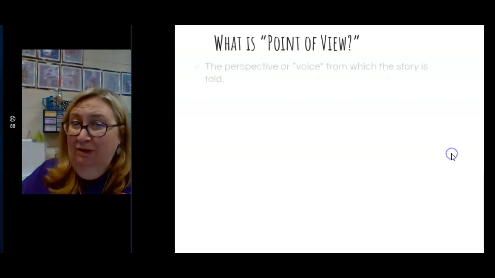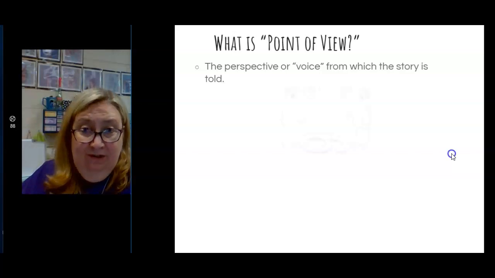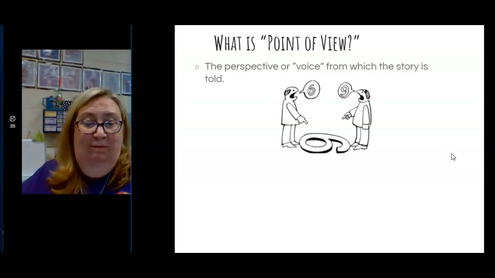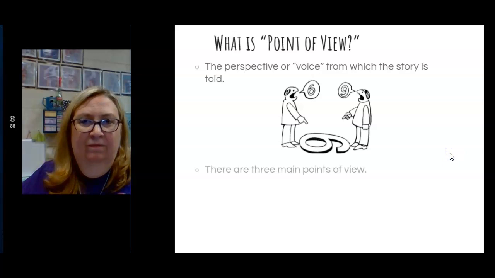So what is point of view? It's the perspective or the voice from which the story is told. So remember this picture we looked at, one guy thinks that that's a 6, one guy thinks it's a 9, and they're both right if you look at their perspective. So we have to honor other people's perspectives in our stories.